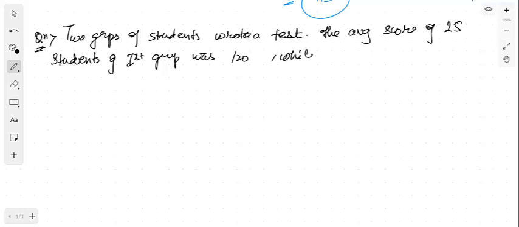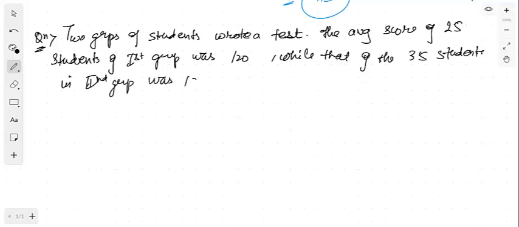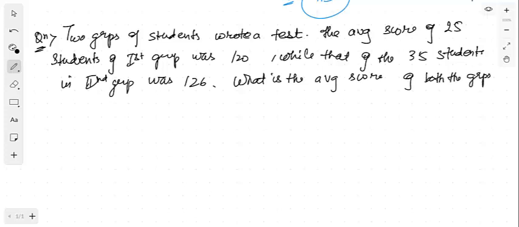while that of the 35 students in the second group was 126. Okay, then what is the average score of both the groups? This you have to calculate.